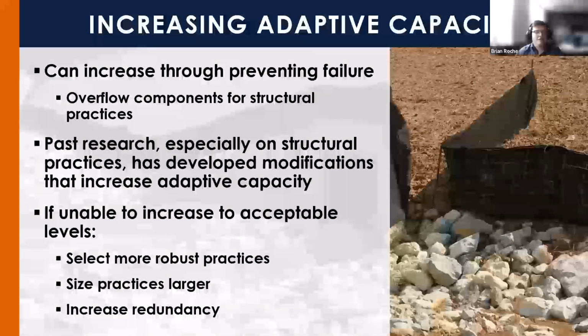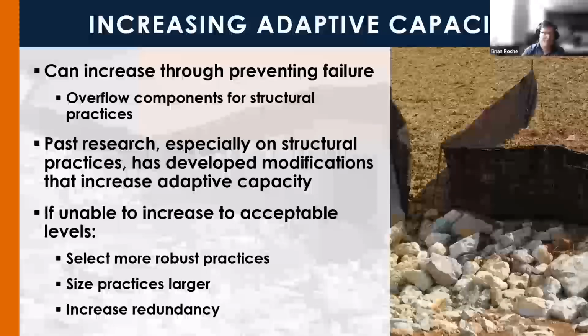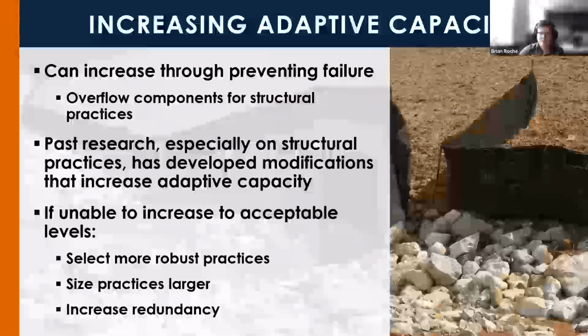So similar to risk, you can use modifications to increase both adaptive capacity or recoverability. Generally, increasing adaptive capacity by preventing failure under disruptive events. And then past research, especially on structural practices, has developed modifications that can increase its capacity. And if you're unable to modify to increase adaptive capacity to acceptable levels, you can also, similar to risk, select more robust practices, size practices differently, or increase redundancy.